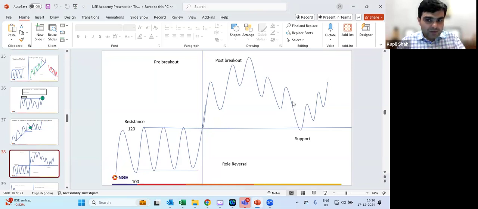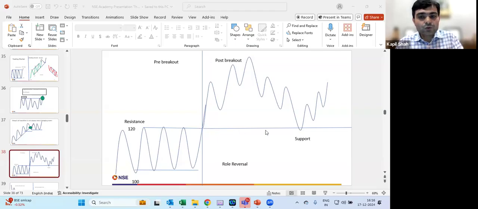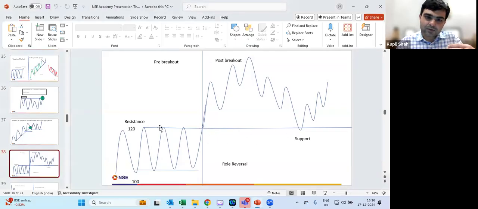And when the price comes back, this particular level, the 120 level, which was originally acting as a resistance, will reverse its role to support. So we call it a role reversal. Broken resistance becomes the support, or else broken support also becomes the resistance.